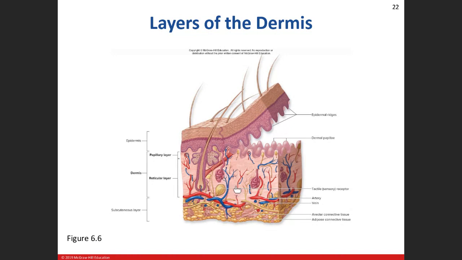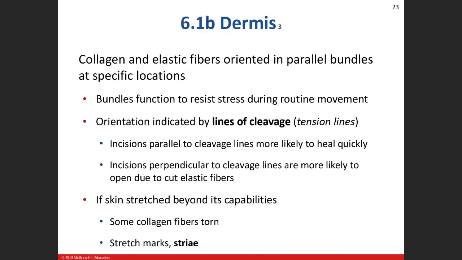You can see all the stuff that we have in the reticular. Lots of collagen in here, all right? But we have blood vessels, we've got some sensory receptors in here. Here's a hair follicle, here's one of our smooth muscles, okay? So we have a whole bunch of stuff in that lower layer. All right, so when we talk about the dermis, we have a lot of collagen and elastic fibers there, but we have them arranged in parallel bundles at specific areas throughout the skin. Now again, this helps with the integrity, all right?